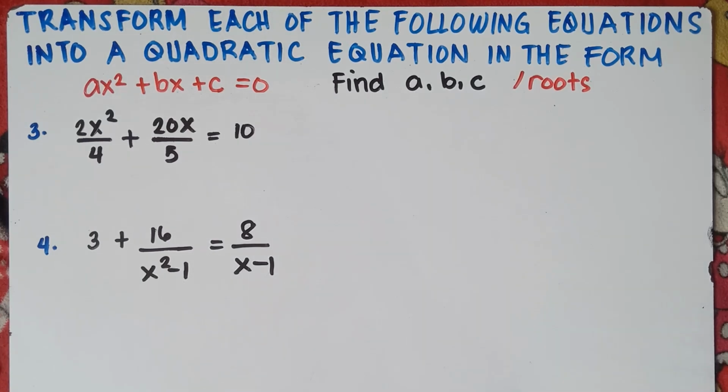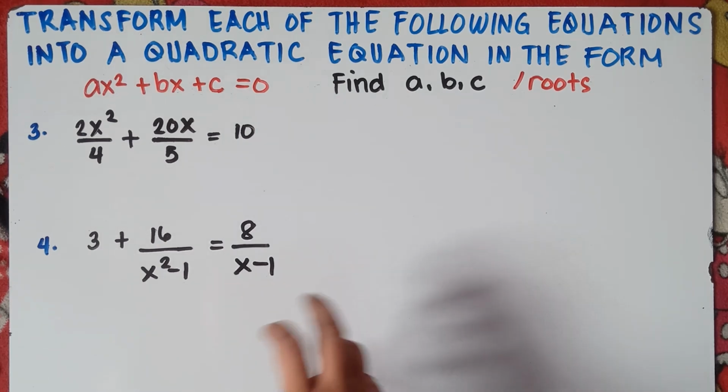Our topic for today's class is all about transforming each of the following equations into a quadratic equation in the form ax squared plus bx plus c equals 0. And then later on, we find the values of a, b, and c as well as the roots. So without further ado, let's do this topic.